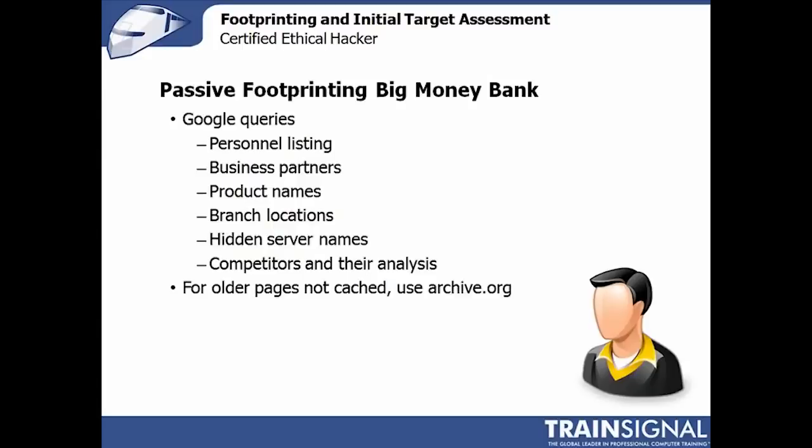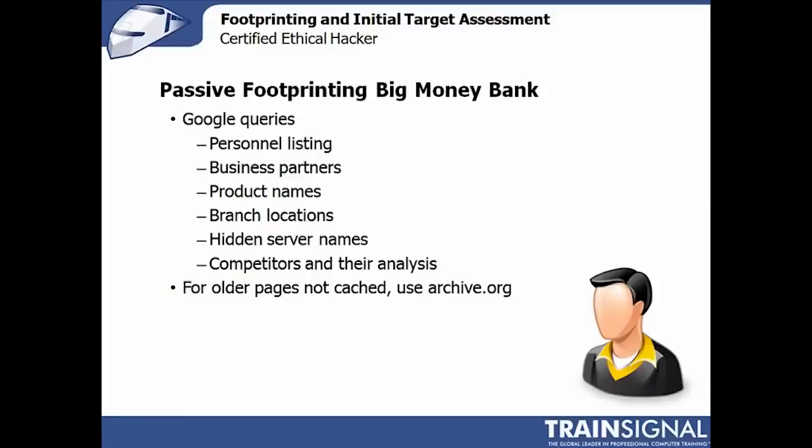The next portion of the footprinting process is to start doing some queries. Search engine queries, I've listed Google here, but your search engine of choice, to look up things like personnel listings, to look up business partners, to find product names and so forth. All kinds of very simple pieces of data can come up. Usually I'll start with a query like Big Money Bank in quotes, or I'll start with Big Money, or I'll start with an @ query.